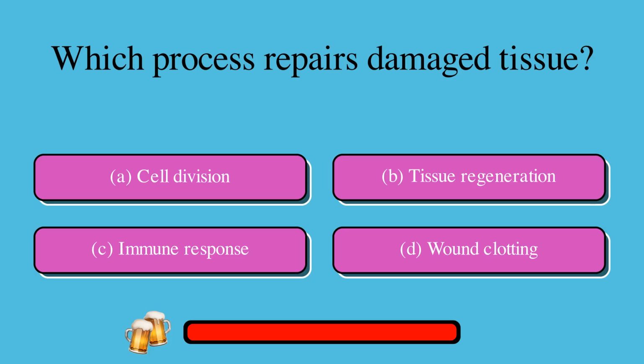Which process repairs damaged tissue? A. Cell division, or B. Tissue regeneration, or C. Immune response, or D. Wound clotting? The correct answer is B. Tissue regeneration.